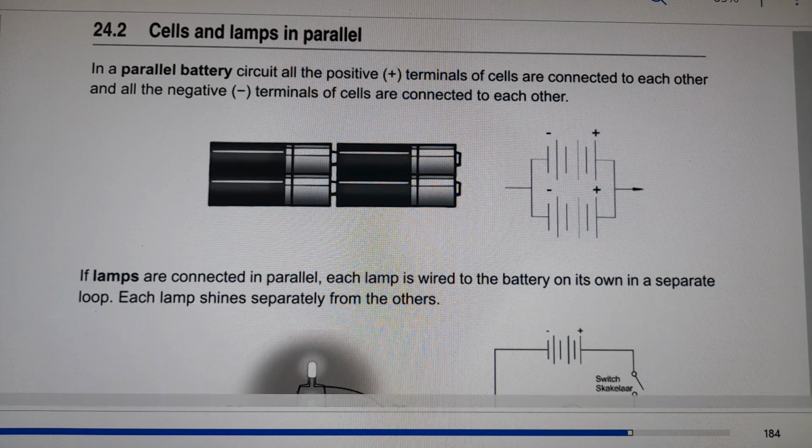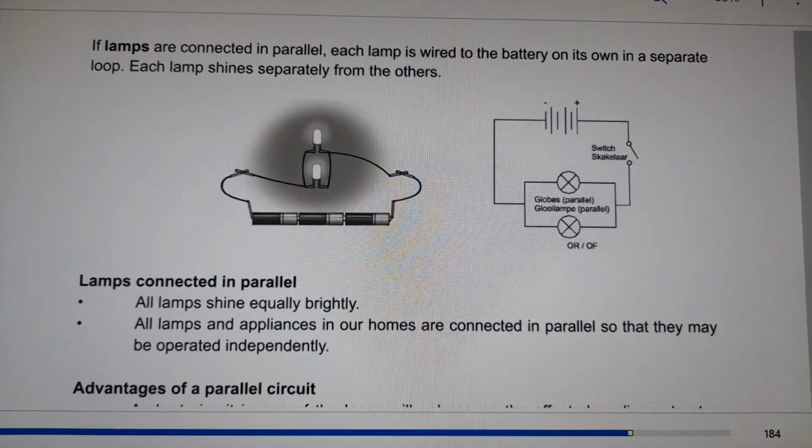separate loop. Remember, we talked about the different paths. We said current will have different paths when we did this experiment in natural science. If lamps are connected in parallel, each lamp is wired to the battery on its own separate path. Each lamp shines separately from others. So if you look, the current will flow from here all the way to this one and go out. And if you look at the other one, the current will flow from here all the way to this one and go to the other side. So there are different paths on the circuit.